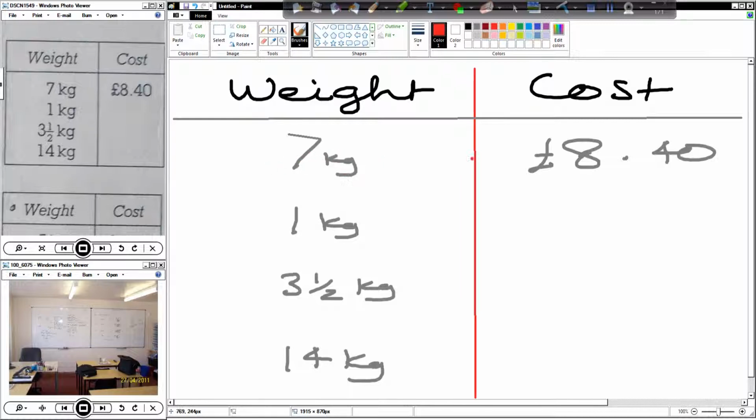Layla, 7 kilograms cost £8.40. If you know what 7 kilograms is, Layla, how do we get to 1 kilogram? What do we do? You divide it by 7. Now, Layla, you should be an expert on this, shouldn't you? Yes. Now, divide that by 7. If I divide that by 7, what do I do this side? Do the same.